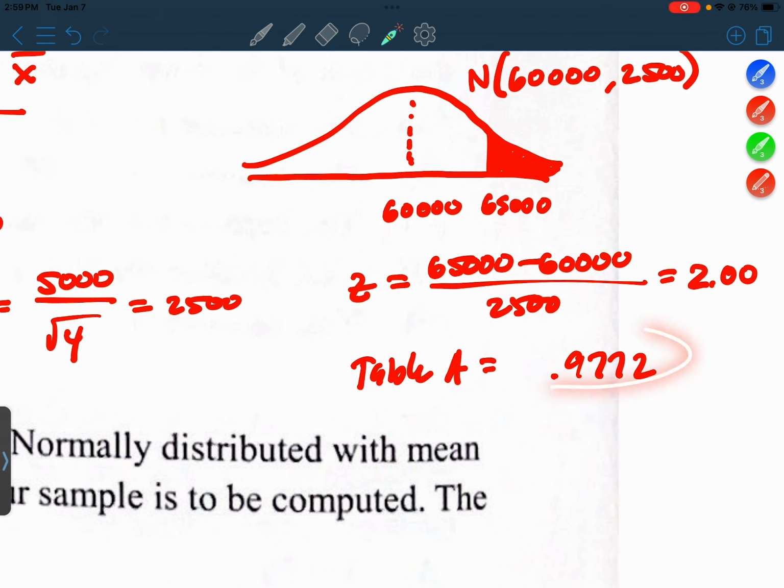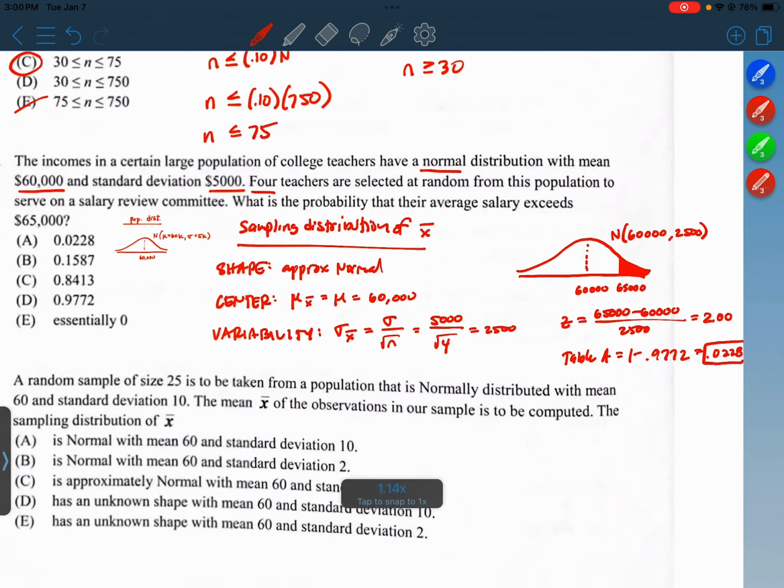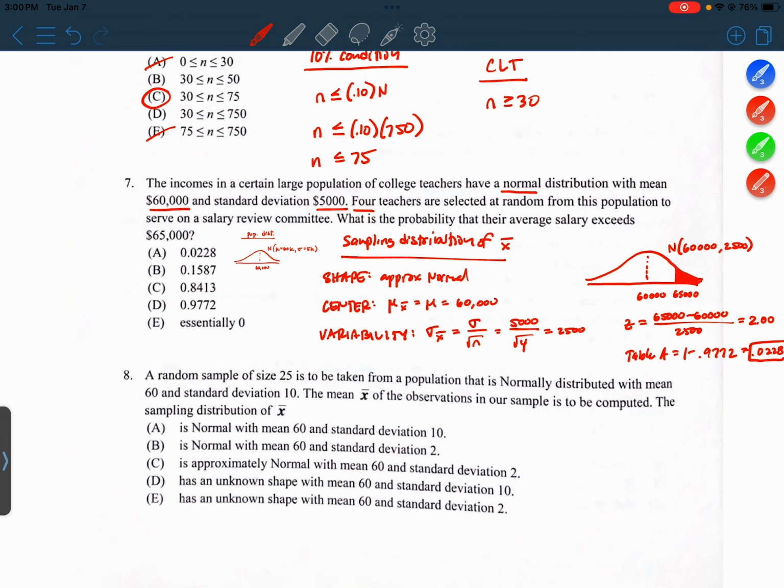Of course, this isn't the answer. That's the area of the left or unshaded tail. So to find the other side, we'll just subtract from 1. That gives 0.0228. And that is a perfect match for choice A.